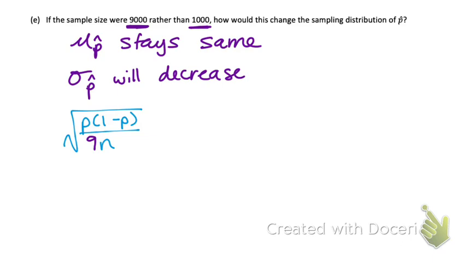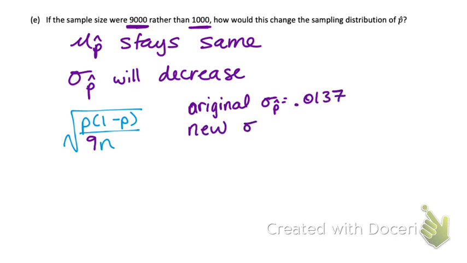Oh, you just multiply by the reciprocal. Almost. The standard deviation will decrease, but by how much? The square root of 1/9. Sorry, so let me show you. The original standard deviation of p-hat was 0.0137.